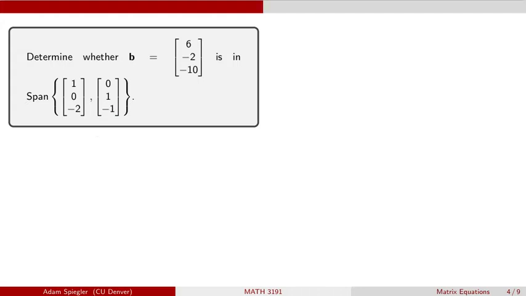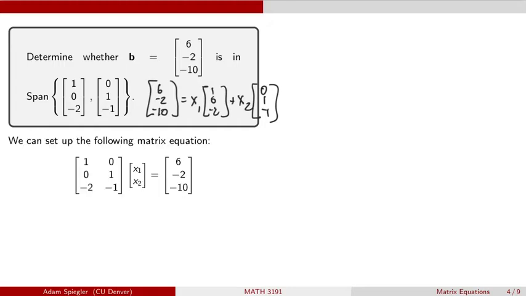And so let's frame this question in a couple of different ways. By definition, what this is asking is, can this vector 6, -2, -10 be written as some linear combination of vector v1 and vector v2? And on the previous videos, we looked at how we can restate this using a matrix equation.